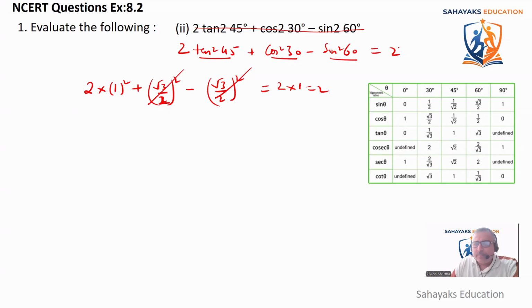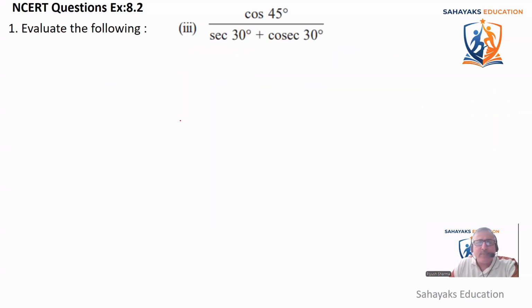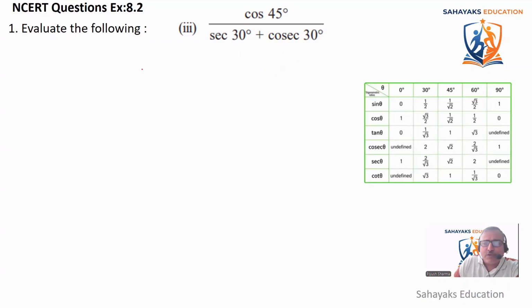Okay. So coming to the next question. See, there are similar questions where we have to put the values and find the answer. So it becomes an arithmetic related question where we have to just put the values and find the answer. Now, cos 45. So we have to put the values here again. Cos 45. What is cos 45? It is 1 by root 2 divided by sec 30. Sec 30 is 2 by root 3 plus cosec 30. Cosec 30 is 2.